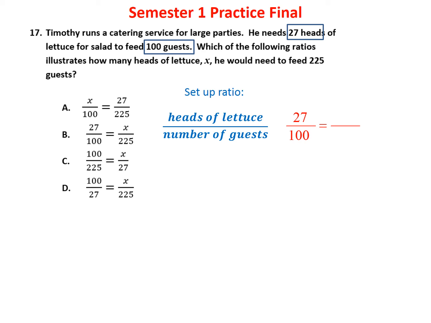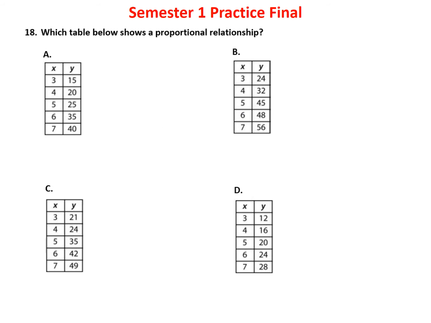Now in the next one, the number we're going to try to feed is 225, so that's the number of guests, 225, and how many heads of lettuce we need is what we're looking for, X. Now we have our proportion. And now all we need to do is set it up. You notice here we're not even asked to solve it. We're just asked to see which one matches that. And the answer is B.